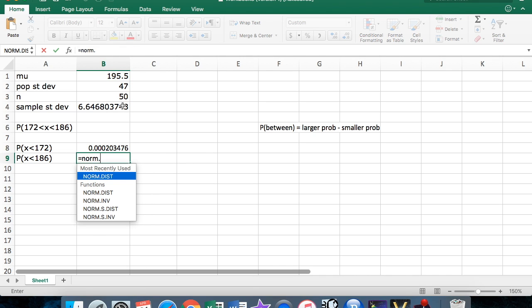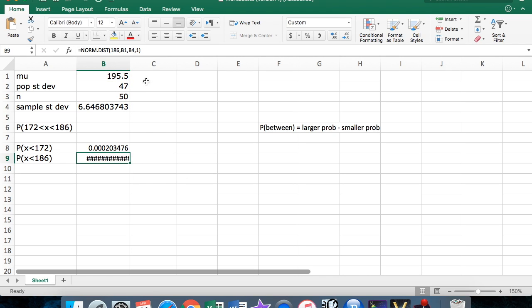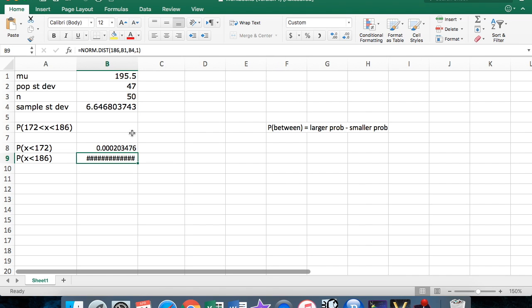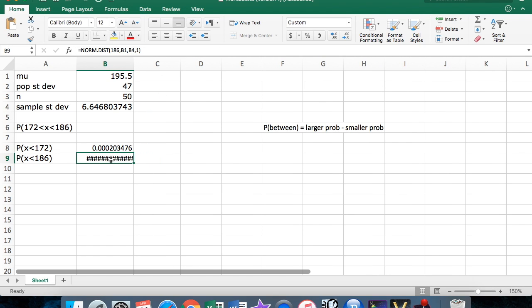Okay, so do the same thing again, norm.dist, but this time it's 186. My mean is still 195.5. My standard deviation is still the sample standard deviation, and it's still cumulative. And if you see this, it's because I used this for the fractions before, so let's just change the format. If you see this, it means the number is too large for me to show you.